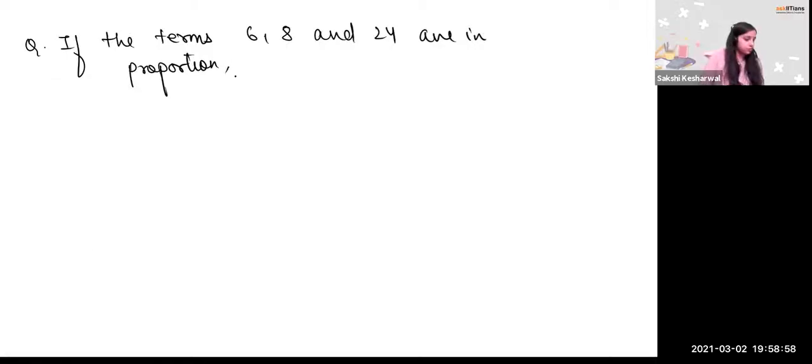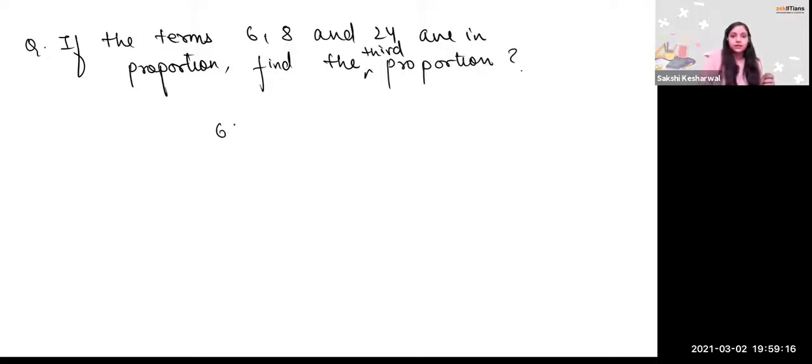Okay, if they are in proportion, then find the third proportion. Third means what? It's asking about the third number, right? So how are you going to write this? Find the third proportion, right? Find the third proportion means what?